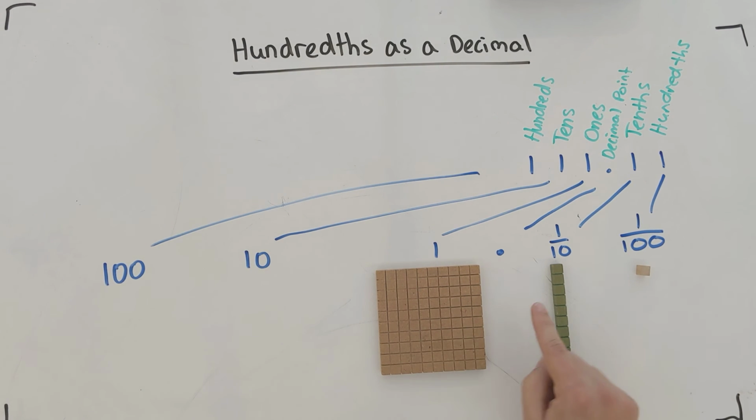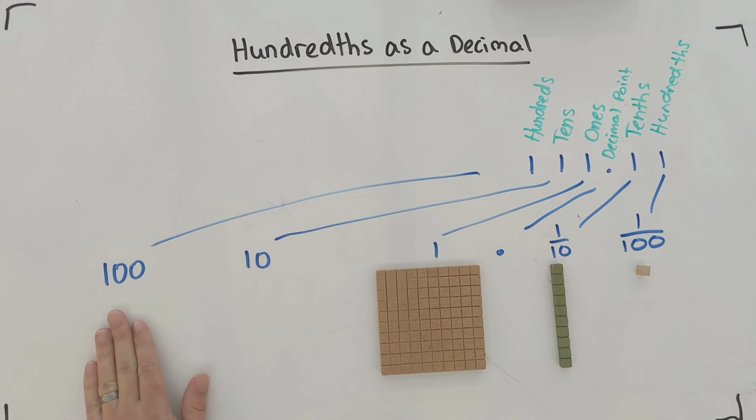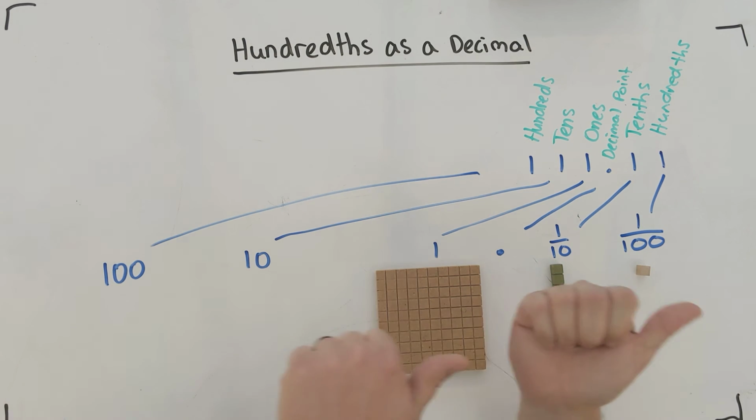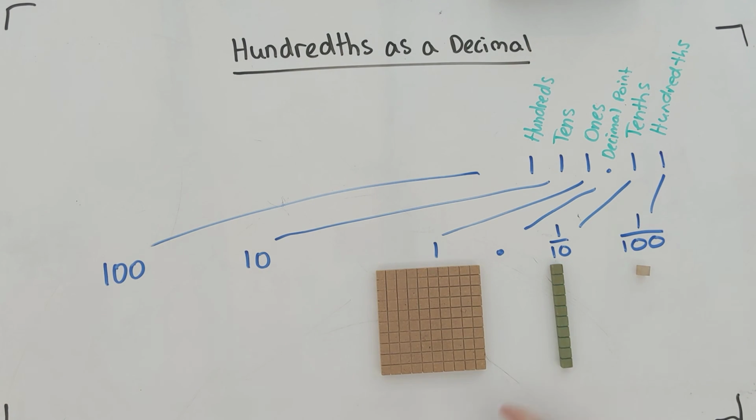So you can see how, as we go to the left of the decimal point, things are getting bigger. 1, 10, 100. As we go to the right of the decimal point, things are getting smaller. Smaller end, bigger end. 1/10, 1/100th, getting smaller each time. And we need to just remember to use our place value columns so that we can know what we're dealing with each time.